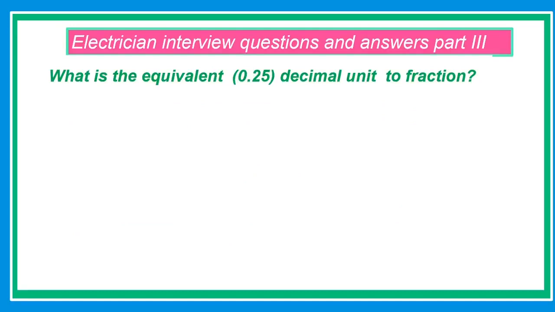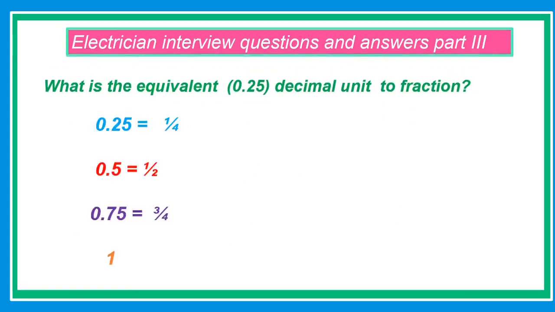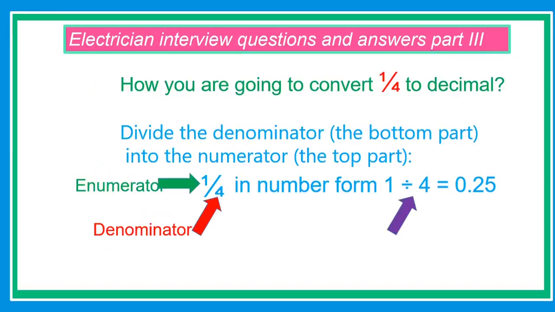What is the equivalent of 0.25 decimal unit to fraction? 0.25 is equal to a quarter, 0.5 is equal to half, and 0.75 is equal to 3/4. How are you going to convert 1/4 to decimal? Divide the denominator, the bottom part, into the numerator, the top part. Look at the example, 1 over 4, and in number form, 1 divided by 4 equals 0.25.